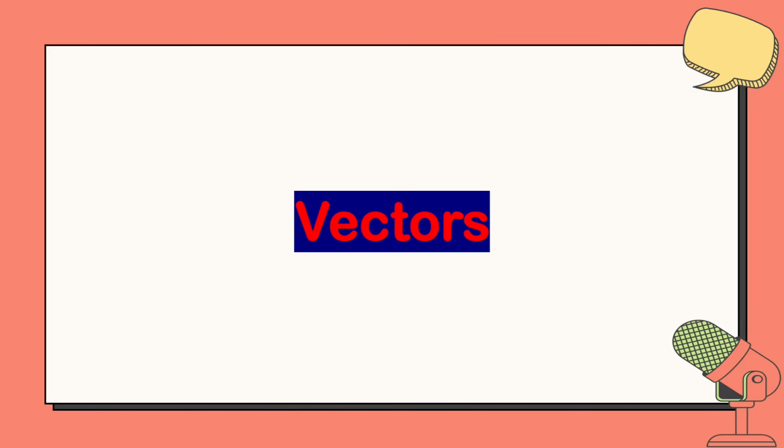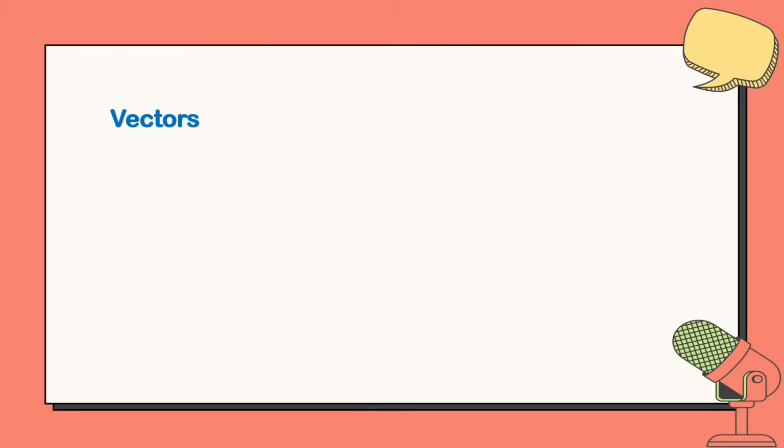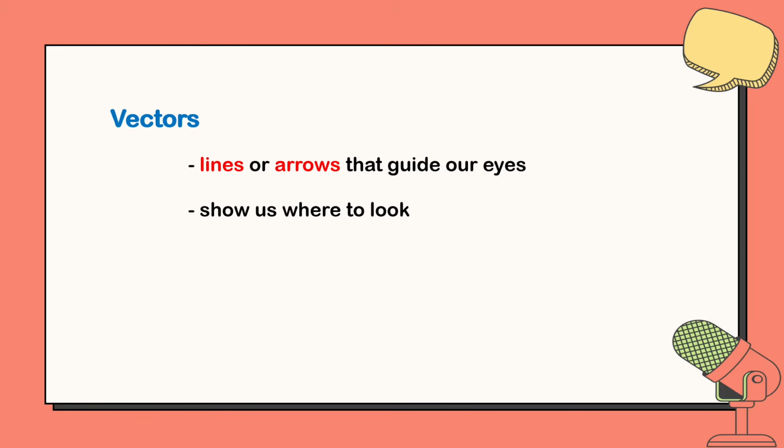First, vectors. Now, I know what you are thinking. Teacher Fish, what are vectors? Don't worry. Vectors are just lines or arrows that guide our eyes in a photo or image. They show us where to look and help us focus on something important.